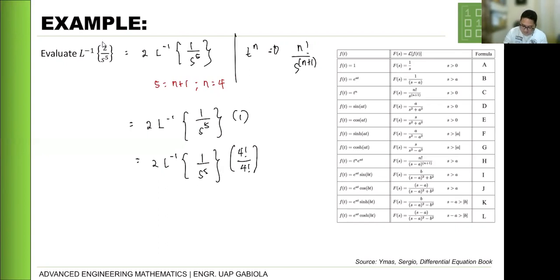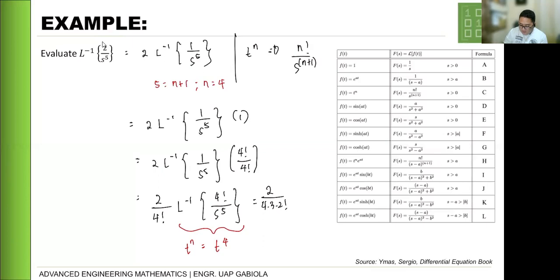The same principle applies to our property number 1. Okay? So if I simplify this, we will have 2 over 4 factorial, which is the one that was underneath, I just moved it here. Then we have L negative 1 of 4 factorial all over s raised to 5. And this particular inverse Laplace transform is equivalent to our t raised to n, which for this case, n is equal to 4, so t raised to 4. Okay? And then to simplify this, we can actually compute the factorial, 4 times 3 times 2 factorial.